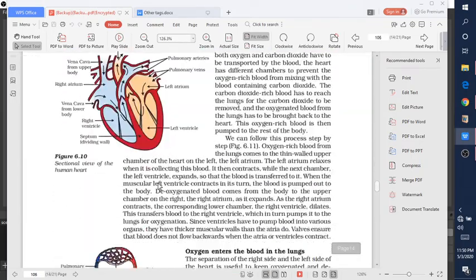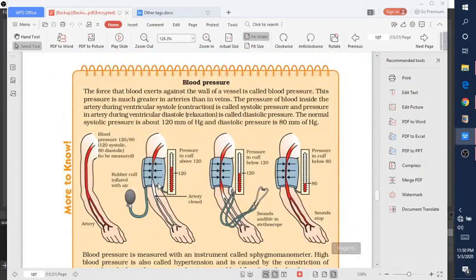Now I would like to explain one more thing, that is blood pressure. First of all, what is blood pressure? Blood pressure is the force exerted by the blood against the wall of a vessel. This is known as blood pressure.